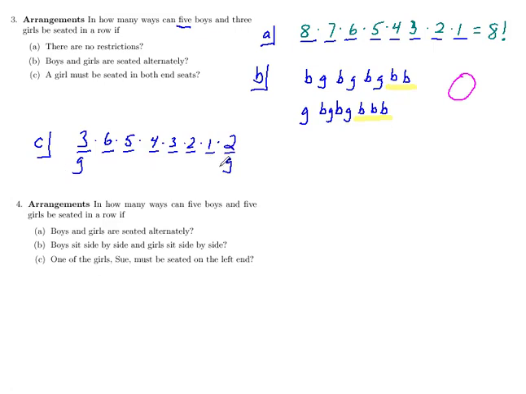Now we can multiply these out easily enough on the calculator. If you multiply this out, this would give you 4320.